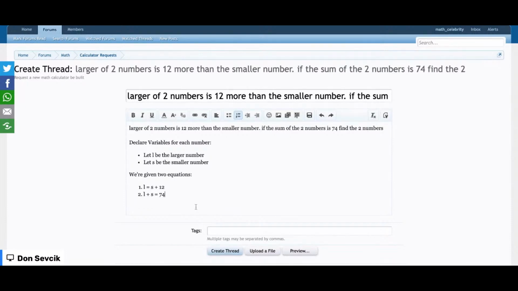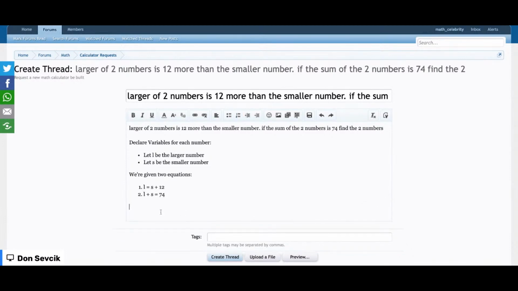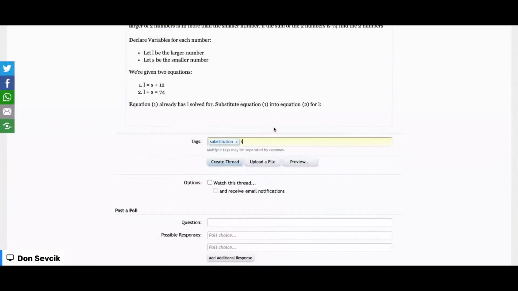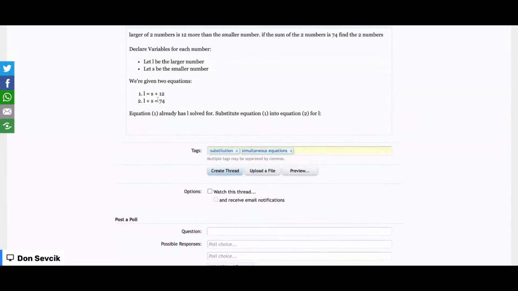I've got good news for you because simultaneous equations are sometimes a pain, but we've been given a gift in equation 1. Equation 1 already has L solved for. Substitute equation 1 into equation 2 for L. We're using what's called the substitution method. There's 3 ways to solve simultaneous equations: substitution, elimination, and Cramer's rule. However, when you're given a gift like we have been, you go with substitution, and then you'll be able to solve these real quick.